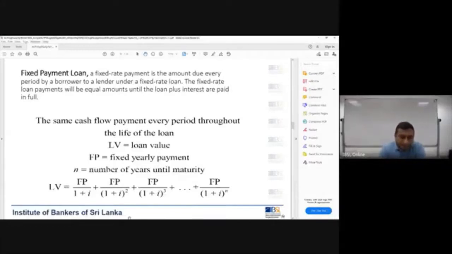Okay. So what you see here is you have a fixed value to be settled every year. So when it comes to a fixed payment loan, a fixed rate payment is the amount due every period, if it is a year, every year, by a borrower to a lender under a fixed rate arrangement. The fixed rate loan payments will be equal amounts until the loan plus interest are paid in full.